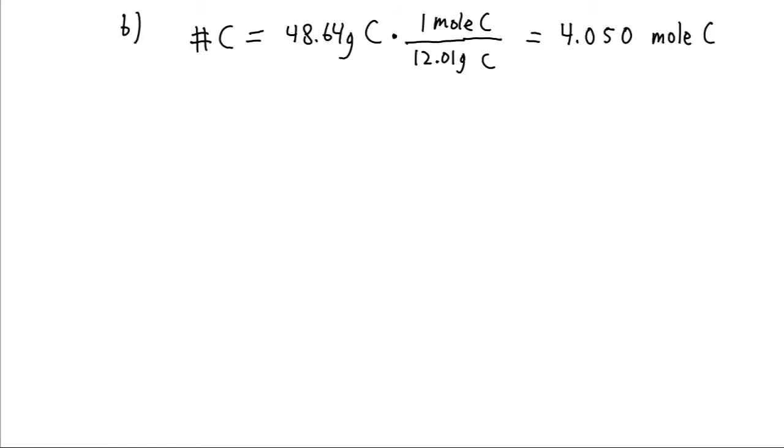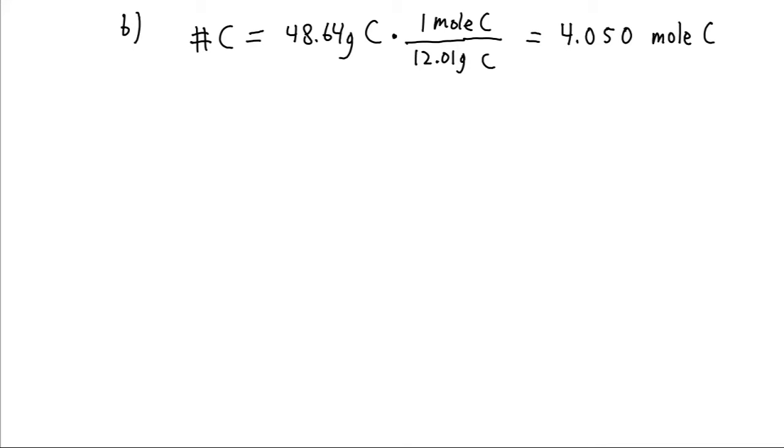Once we have our mass composition data, we're going to want to convert that to moles. Moles is usually what we do calculations with, and mass is what we just happen to be able to measure on our instruments. So we'll look up in the periodic table and see that it's 12.01 grams for every mole of carbon atoms, and 48.64 grams of carbon gives us 4.05 moles of carbon.